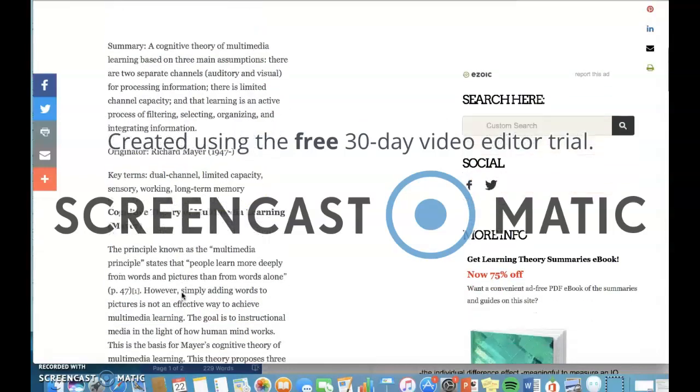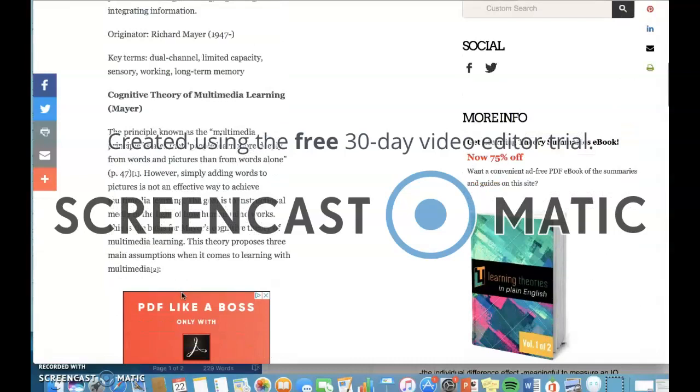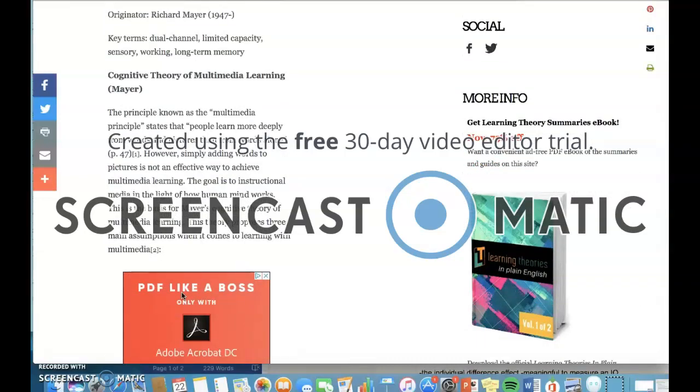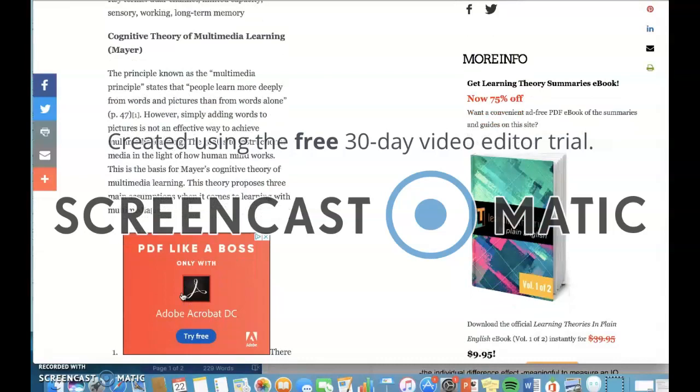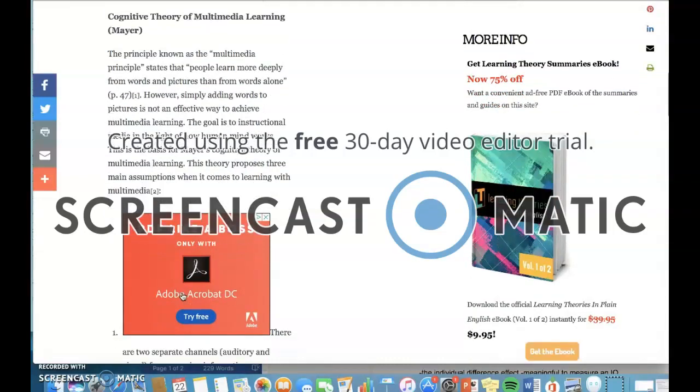So this was created by Mayer, and it states that people learn more deeply from words and pictures than from words alone. So in a classroom setting, it's important to have both words and pictures on the screen, not just words. However, simply adding words to pictures is not effective to achieve multimedia learning.